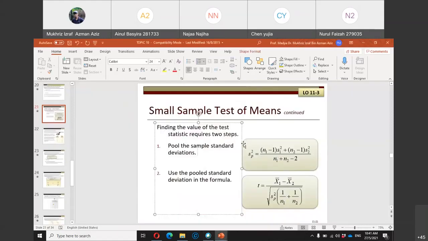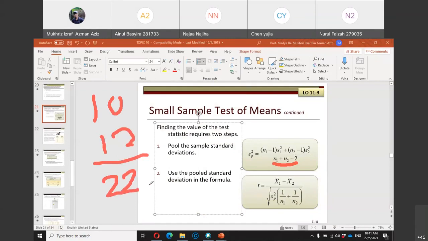But for two sample tests, because you have two samples, your degrees of freedom now will be N1 plus N2 minus 2. So let's say N1 is 10, N2 is, let's say, 12. The sum of both will be 22. So 22 minus 2, you will get 20. So in the T table, 20 will be your degrees of freedom.